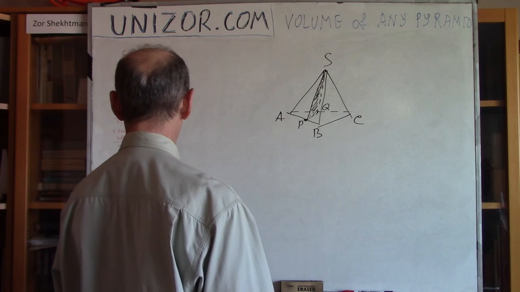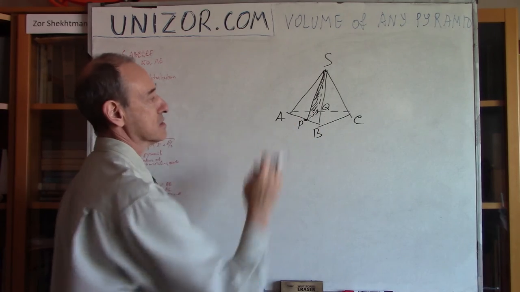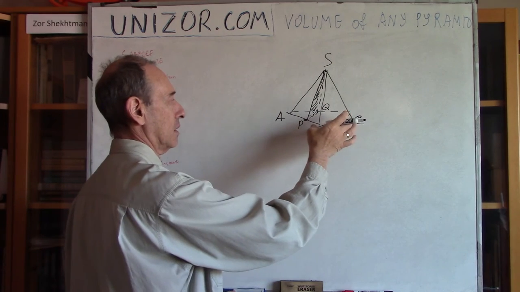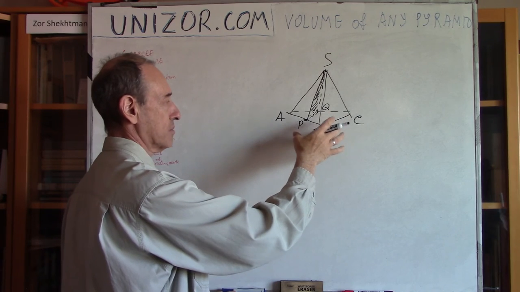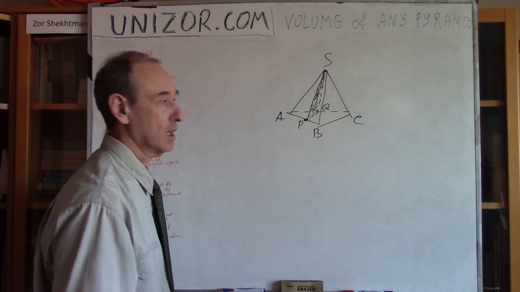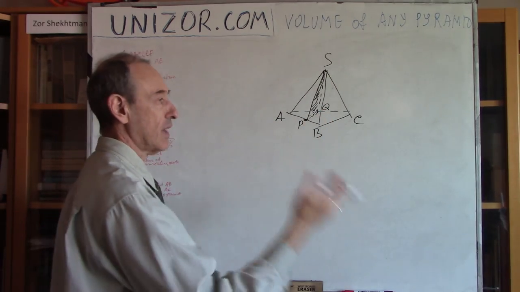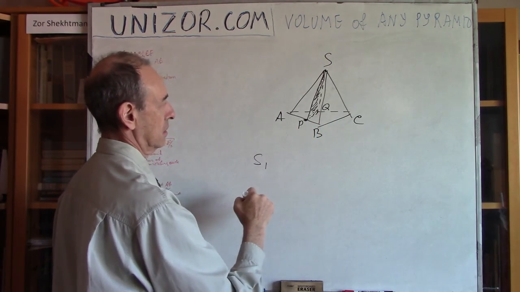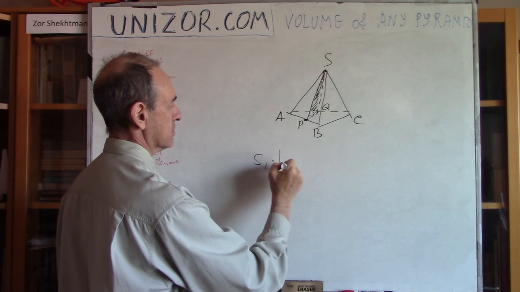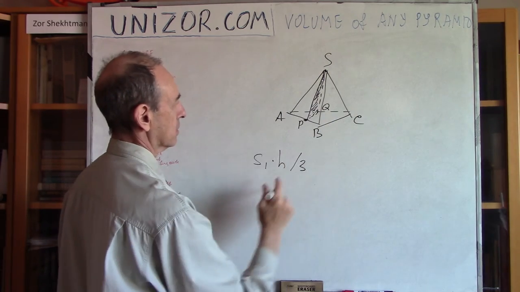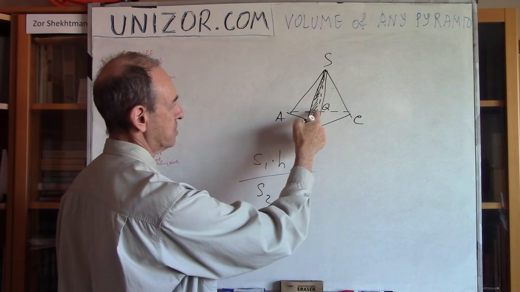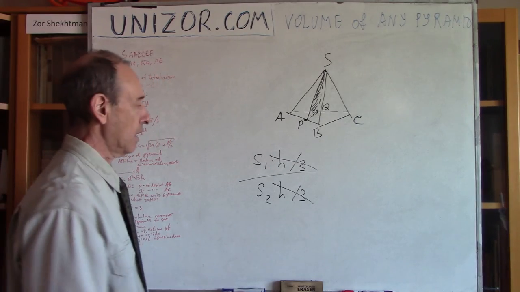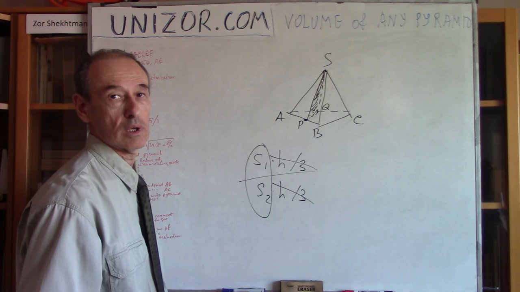Now, what's necessary is to find out the ratio between the volumes, this to this. But now let's think about it. If the volume is equal to area of the base times height divided by 3, height is the same and 3 is the same. So if we divide one volume by another, let's say S1 would be area of this big quadrilateral times h divided by 3. That's the volume of the bigger part, divided by S2, which is area of APQ triangle, times the same h divided by 3. So obviously this thing is canceling out, and the ratio is actually the ratio between two areas.